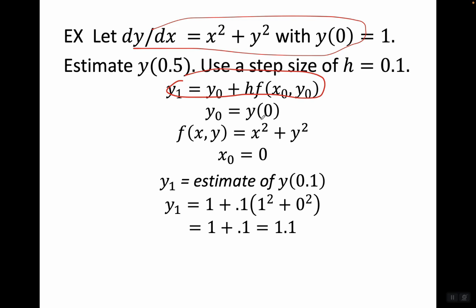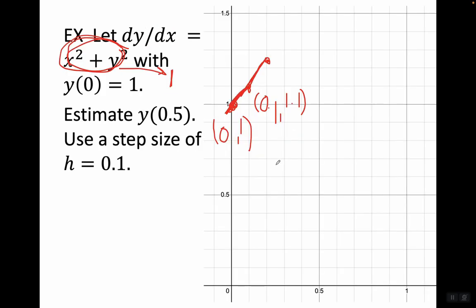f(x, y) is x² + y², and x0 = 0. It's not that x0 always has to equal 0. It's just that here, since we're told that y(0) = 1, that means we're going to start off with x0 = 0. That's our starting point. And then y1 is going to be our estimate of y(0.1). That's our step size. Just as in this graph, first we use y(0) to estimate y(0.1), then we use that to estimate y(0.2), etc.